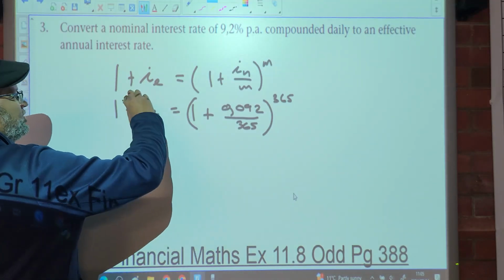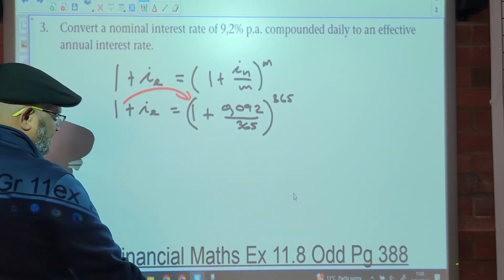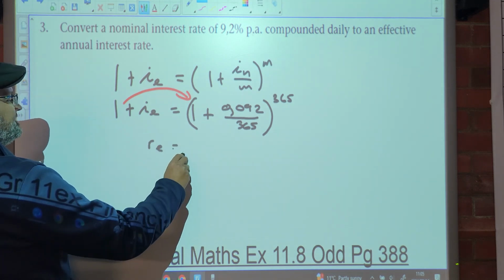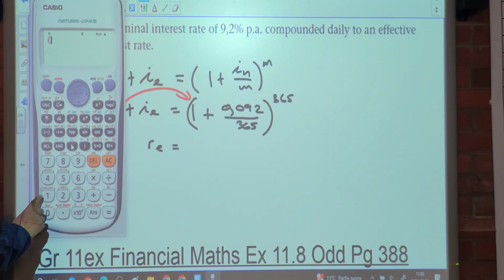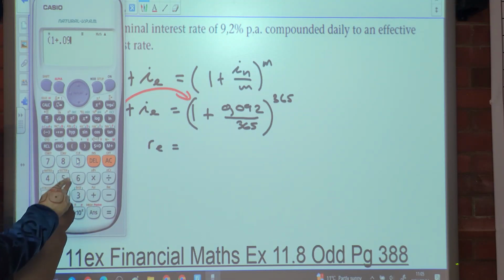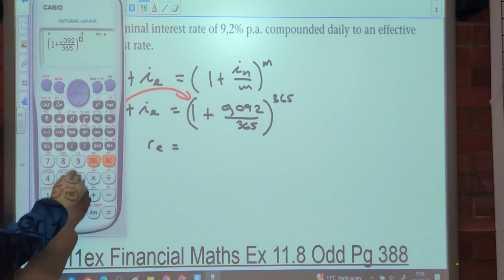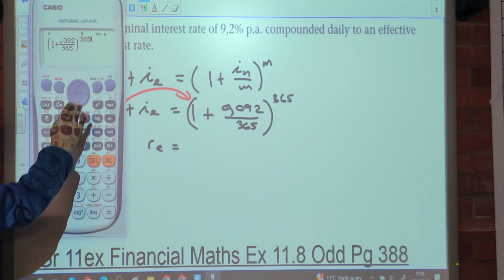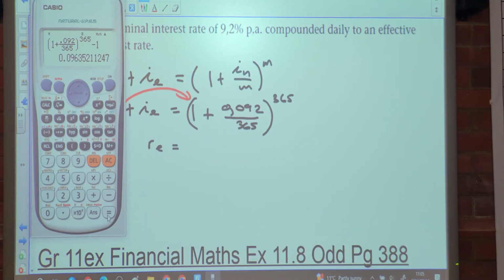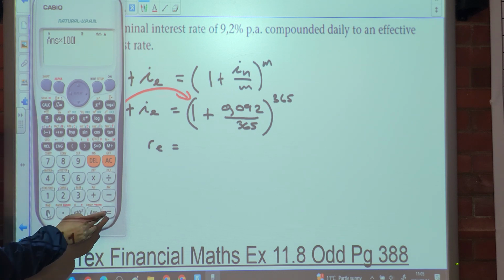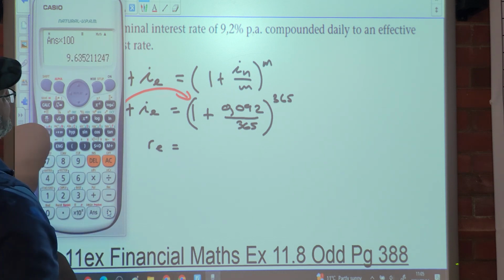So what do I have to do? I take that 1 over the equal sign and then multiply it by 100 to get the rate. There we go, open brackets, 1 plus 0,092 over 365 to the exponent 365 minus 1. So i effective is 0,09635 and the number carries on. I then multiply it by 100, which is 9,64%.